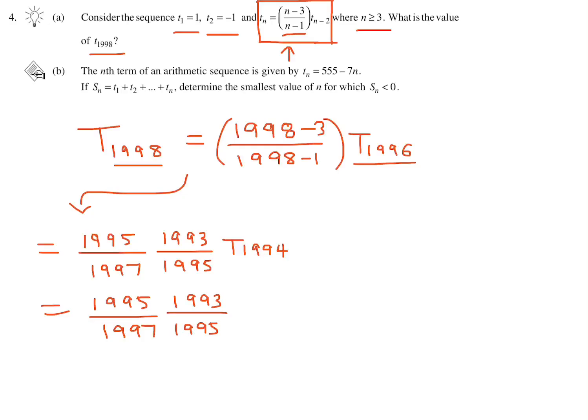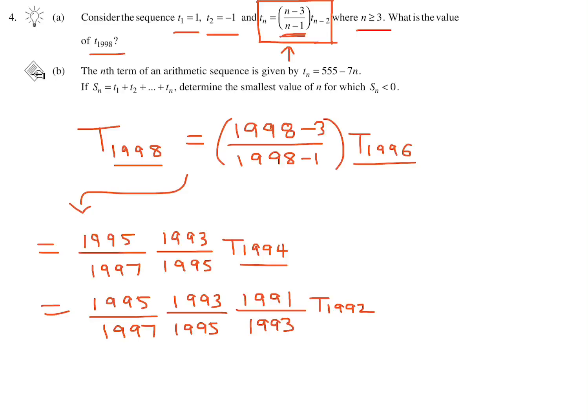T to the 1994, let's just keep going here. So 1994 minus 3, we've got 1991. 1993 minus 1 is, 1994 minus 1 is 1993. And t to the n minus 2, which would be 1992. Do you see something happening here, or do you want me to keep going?